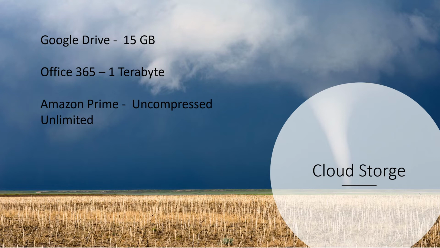You'll have them backed up on OneDrive with Microsoft, and you'll have them backed up to Google Drive or Google Photos with Google. If you are an Amazon Prime member, it even gets better. Amazon Prime says you can upload uncompressed, unlimited, all your pictures. So this also adds to another backup that you can use for your pictures in addition to Google Photos.